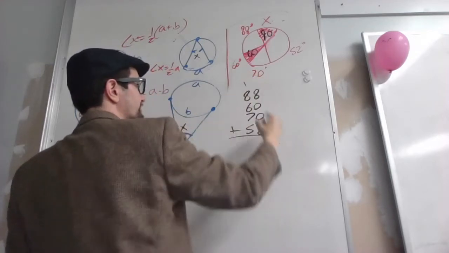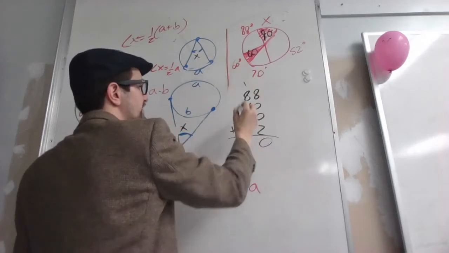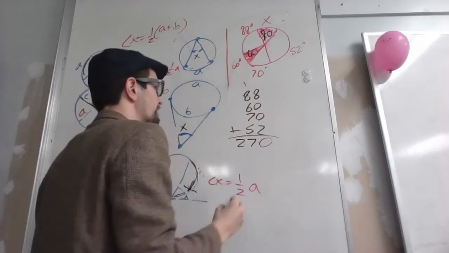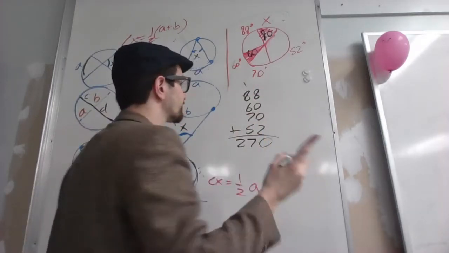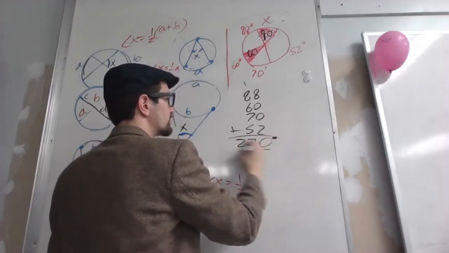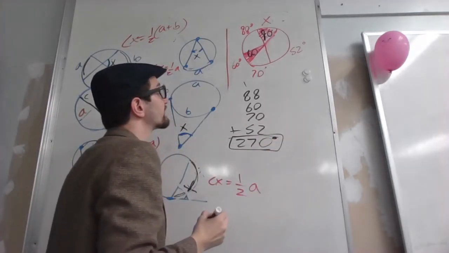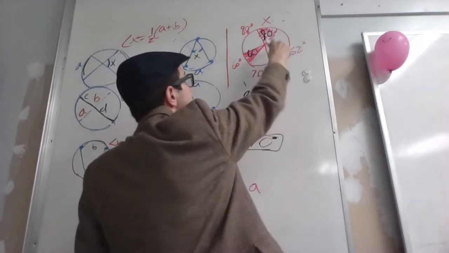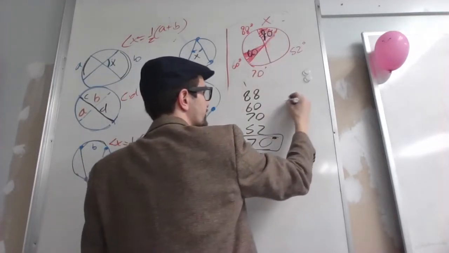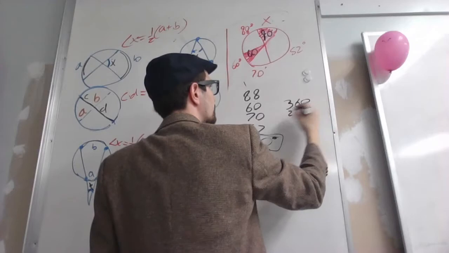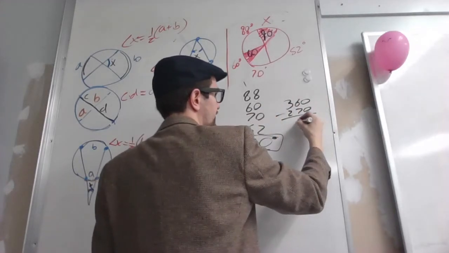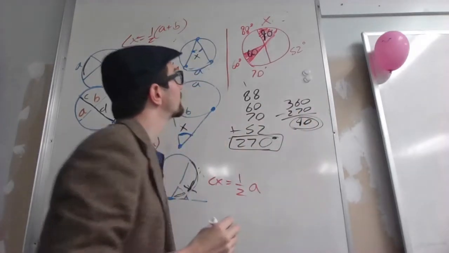8 plus 2 is 10. 8 plus 1 plus 6 plus 7 plus 5 is 27. If that's wrong, let me know. I think it's right. So we have 270 degrees, and to find out how much is this missing x piece, we subtract that from 360. And if my calculations are correct, that would leave us with 90 degrees.